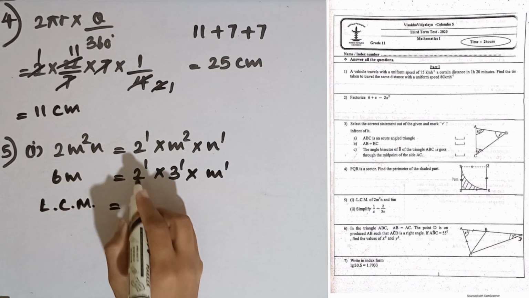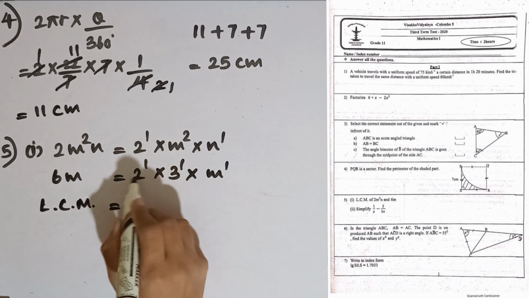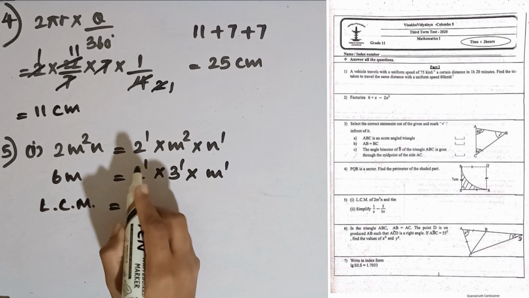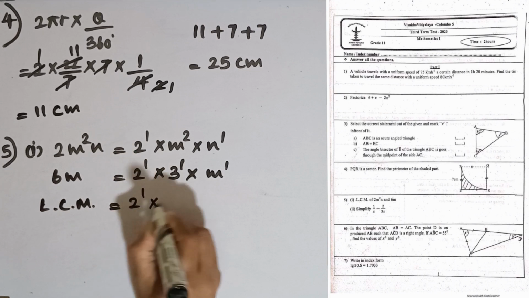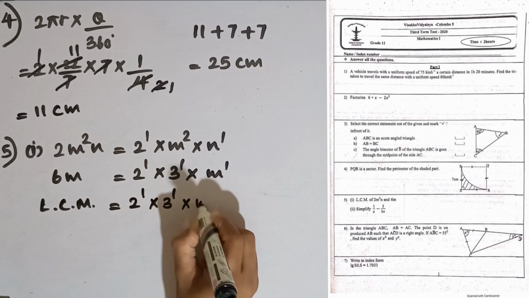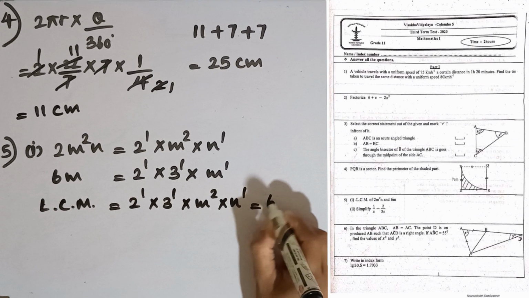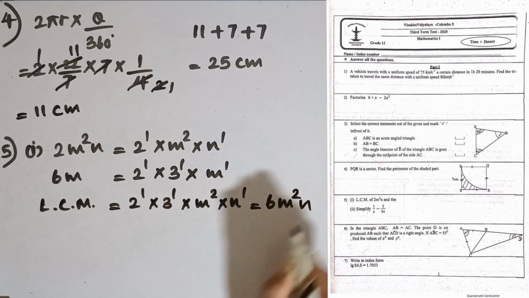LCM is equal to the highest powers of distinct numbers here. 2 to the power 1, 3 to the power 1, then m to the power 2 and n to the power 1. Then that is equal to 6m squared n.